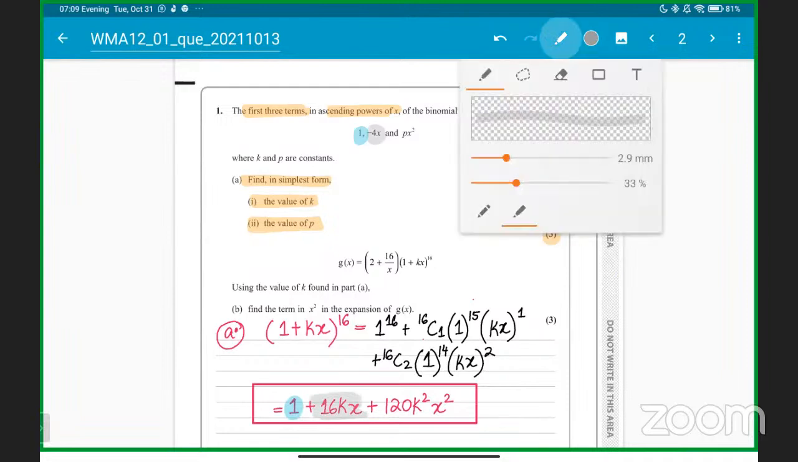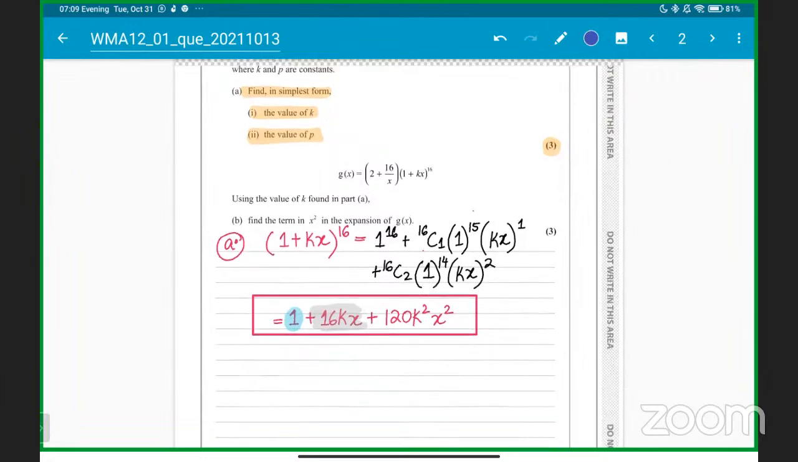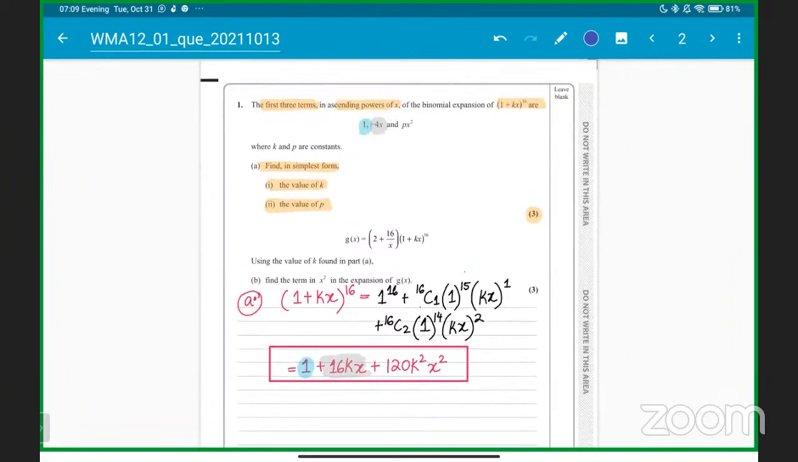So let's work it out. The x coefficient will be compared with the x coefficient. Just give me 1 minute. Okay, try this one out. Try to give me the values of k and p. Okay, giving you a couple of minutes.